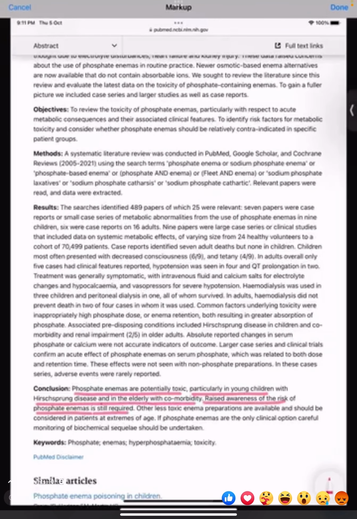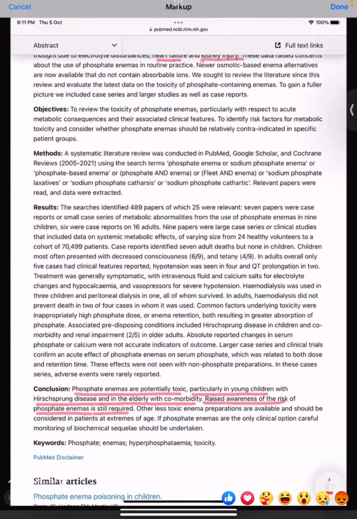And what are the side effects they have told here? That was about kidney failure, heart failure, and electrolyte disturbances. These three complications they have mentioned with phosphate enemas, and they say you should try not to use these enemas, especially in children.